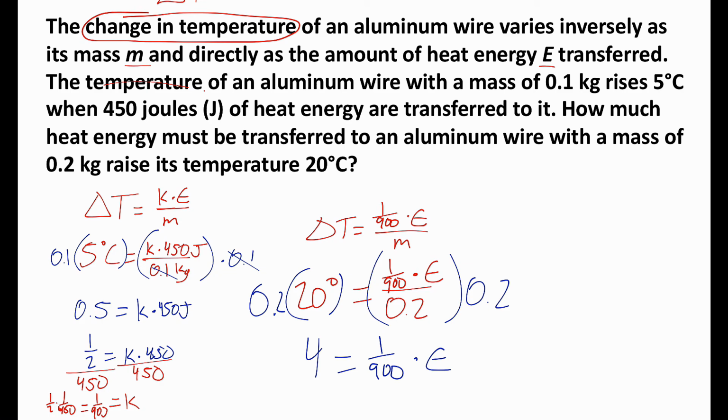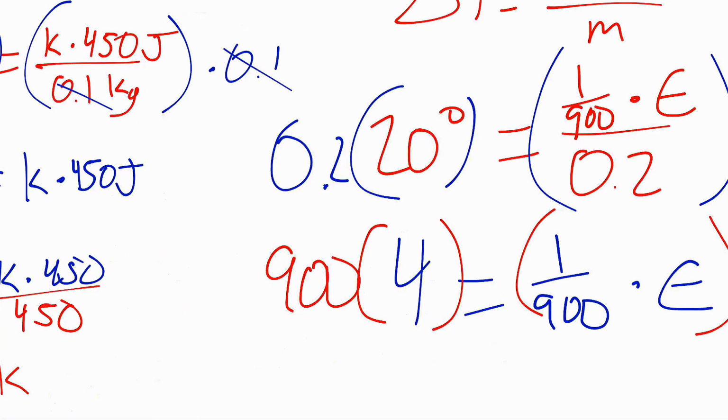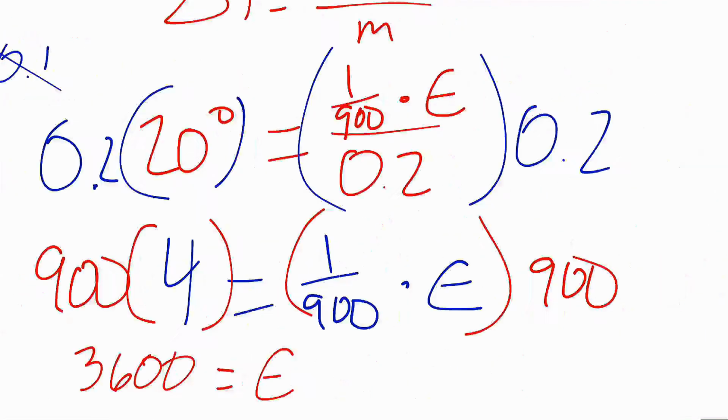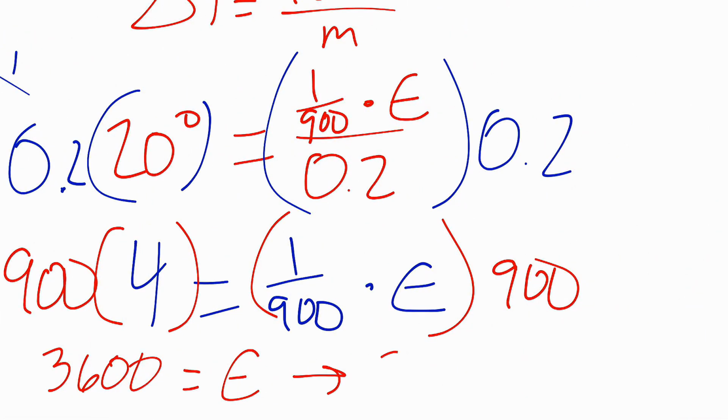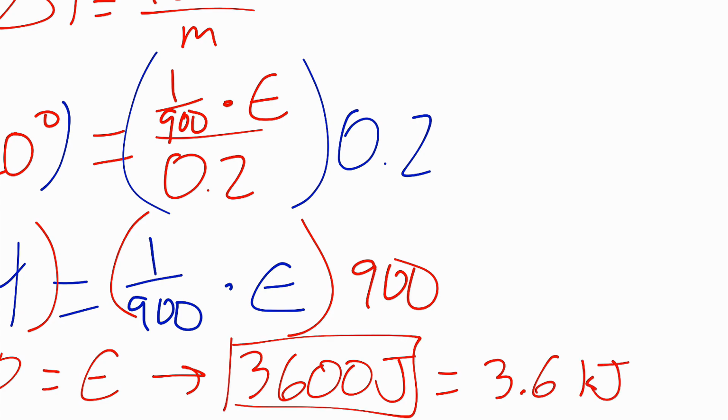And to solve for E, we're going to multiply both sides by 900 to cancel out that 1 over 900. So we end up with 3,600 equals E. Now, applying that to a unit, that's 3,600 joules, or if you want to get fancy, that's 3.6 kilojoules. So it would take 3,600 joules or 3.6 kilojoules to raise that temperature.